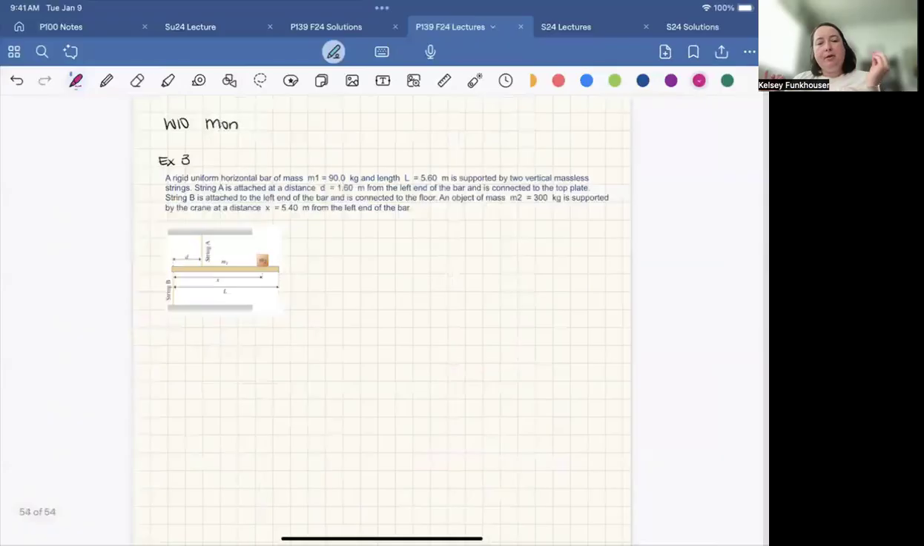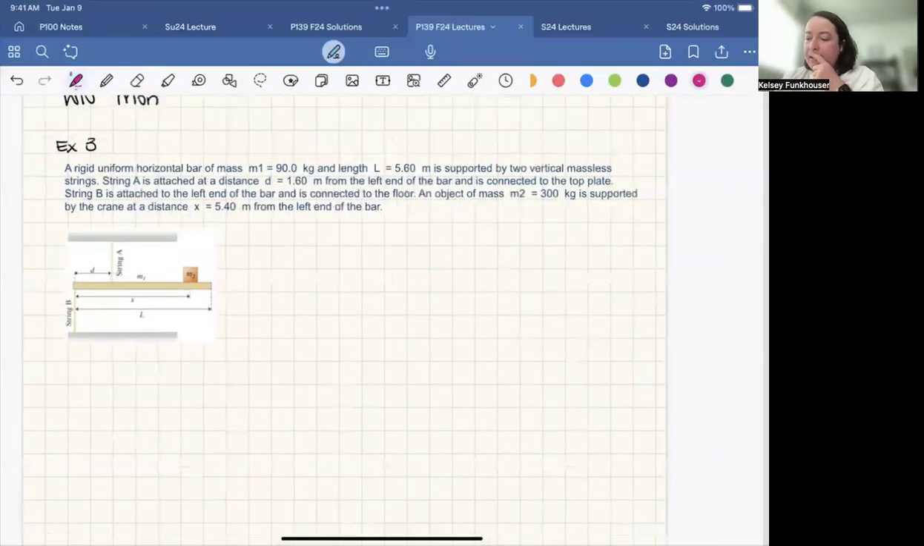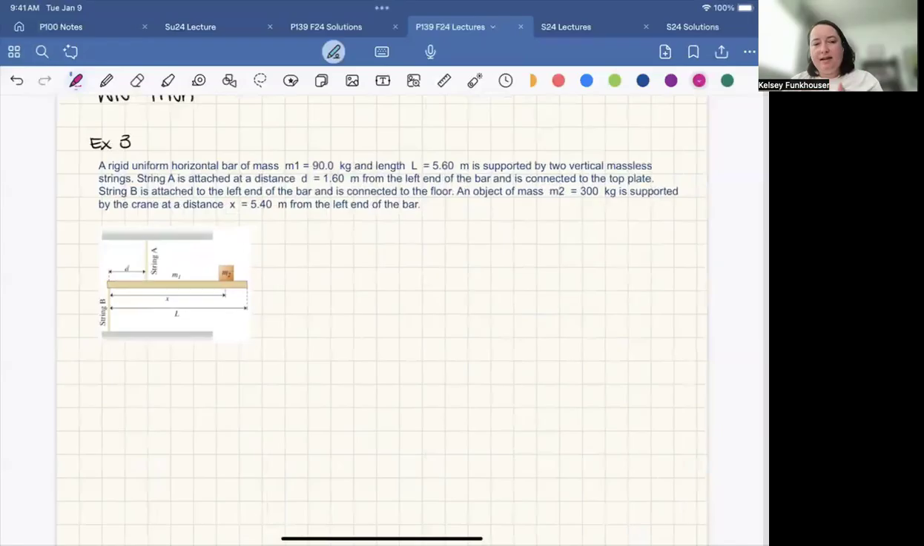Okay, last example. This one's kind of weird. So this is sort of a crane system, where there's these top and bottom plates, and then there's strings attached to a beam, and then you can hold a heavy object. So it's a crane, but you don't have to properly visualize the situation, like what that would be in life. We can just look at our diagram and work from there. But let's read the problem.